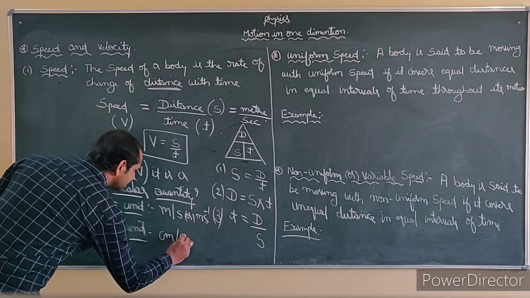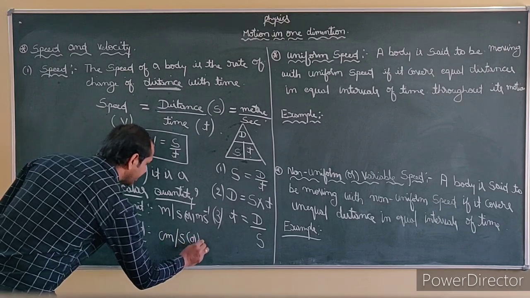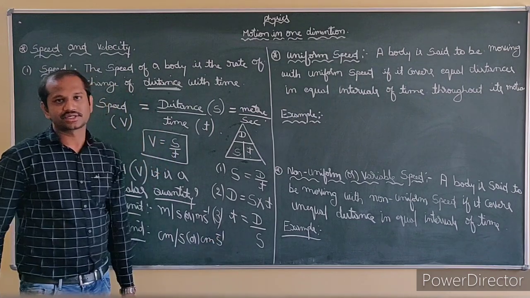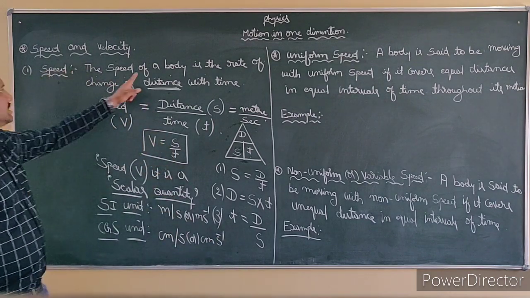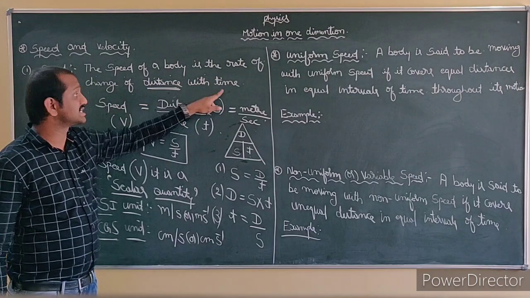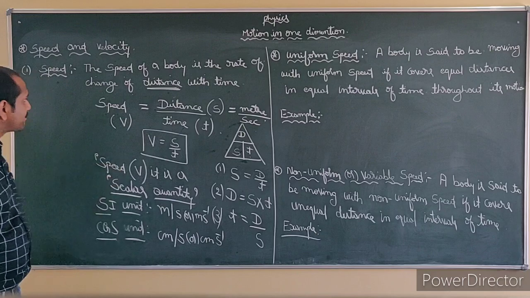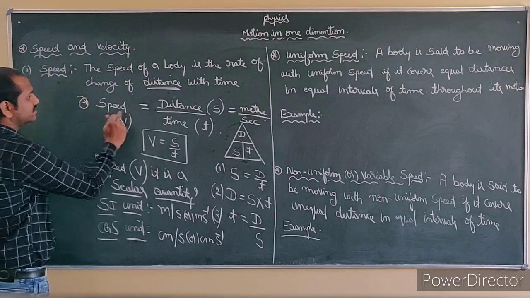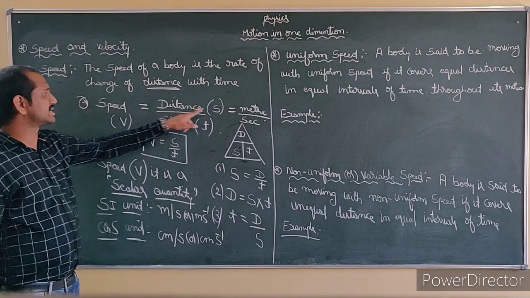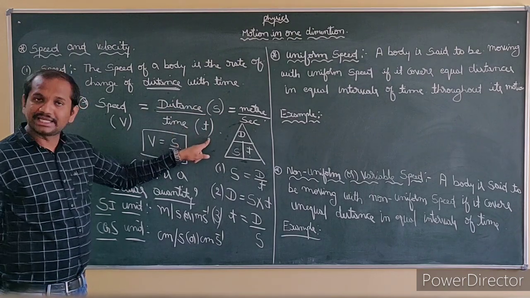Therefore, the CGS unit is centimeter per second. Did you understand the definition of speed? The speed of a body is the rate of change of distance with respect to time. Mathematically, we write speed is equal to distance by time. Speed is denoted with the letter v, distance by s, and time by t.